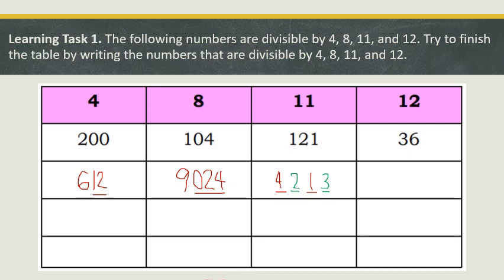So, sa 12, mag-skip count kayo ng 12. Hanap kayo ng pwede siyang maging divisible sa 12. So, di ba meron 12? Pwede rin ang 24. So, madami pong pwede dyan. So, pwede kayo mag-skip count. Okay? So, marami kayo pwedeng maging answer dyan. Pwede kayo mag-iba-iba ng answer.